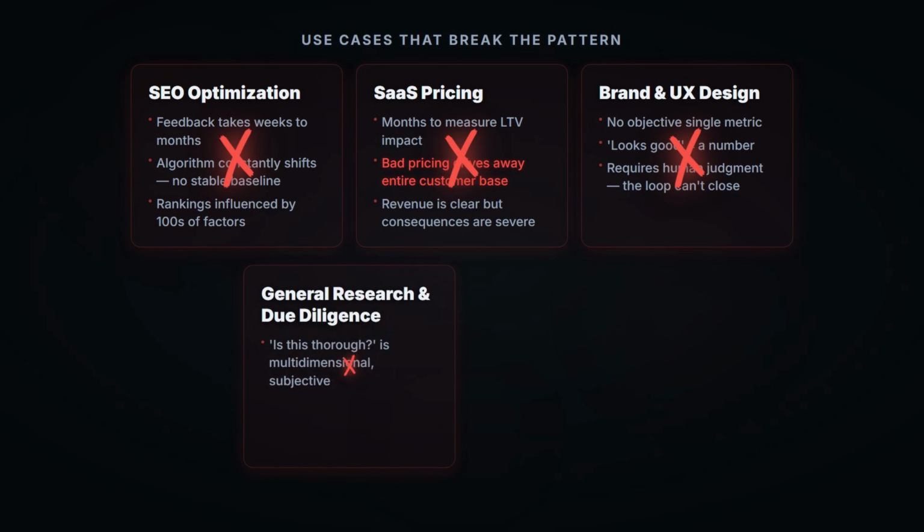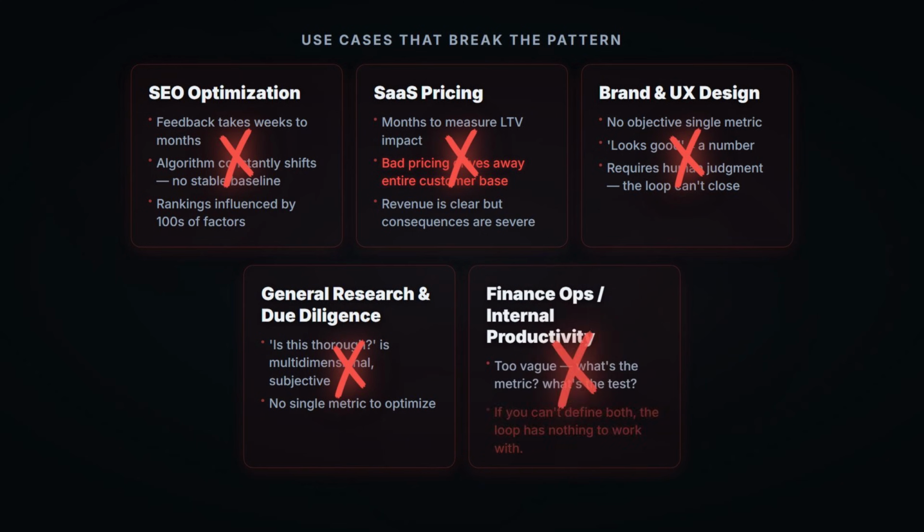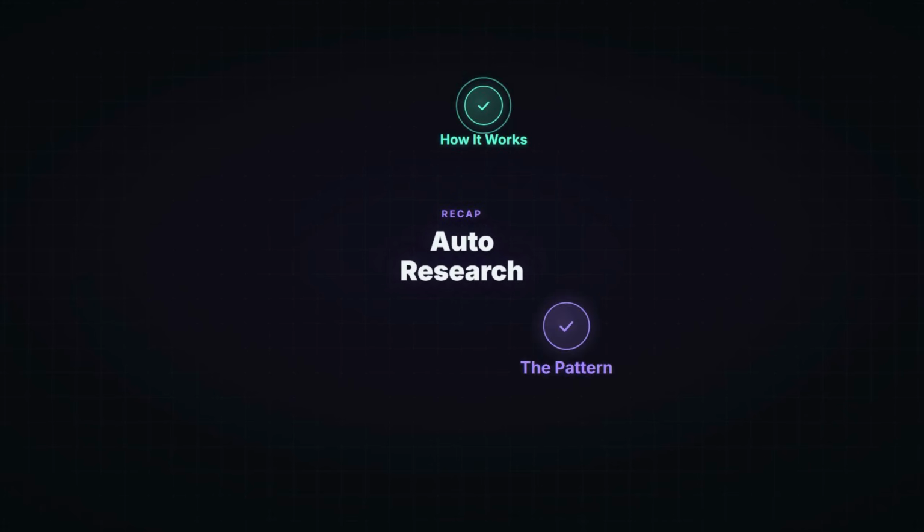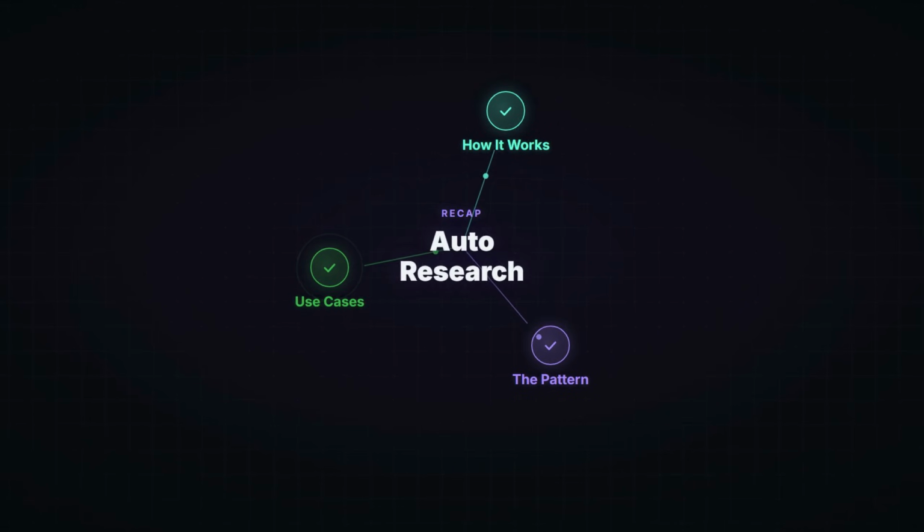General research and due diligence. A question like, is this research thorough, is multidimensional and subjective. There is no single metric to optimize that. Finance ops and internal productivity. These are too vague. What's the metric? What's the experiment? If you can't define a specific number and a specific test, the loop has nothing to work with. That's auto-research, how it works, the pattern behind it, and which use cases actually hold up when you look at them honestly.